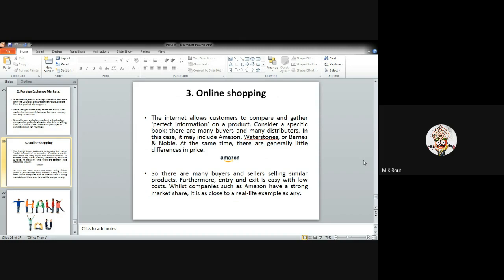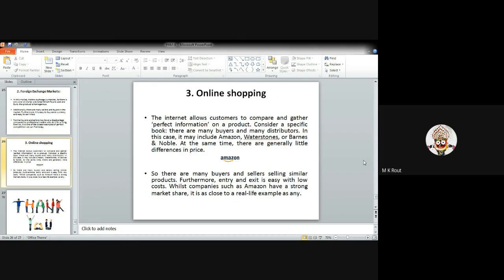Further, entry and exit are at low cost, and while companies such as Amazon have a strong market share, it is still a close real-life example of perfect competition. In most cases, companies like Amazon, Walmart, and even Flipkart also implement perfect competition, especially with reference to selling and buying various books. So in this regard, I will provide the best example.